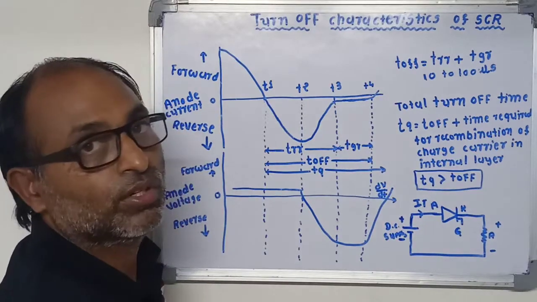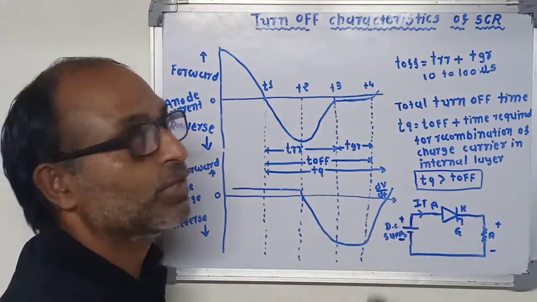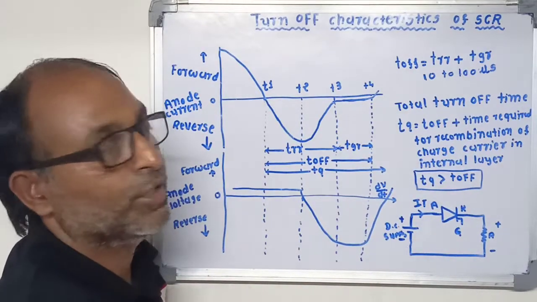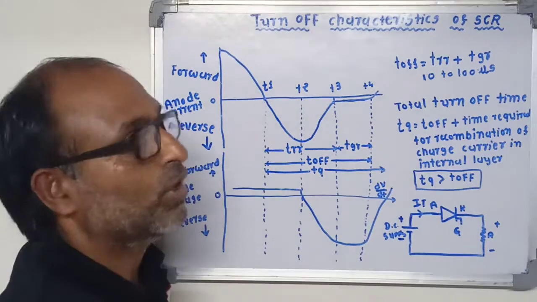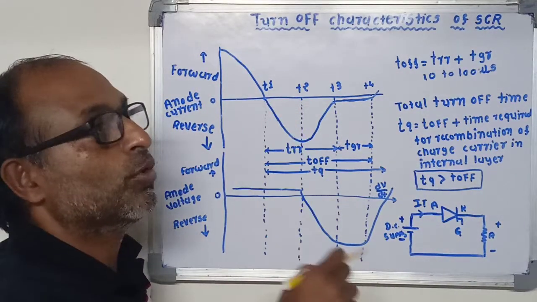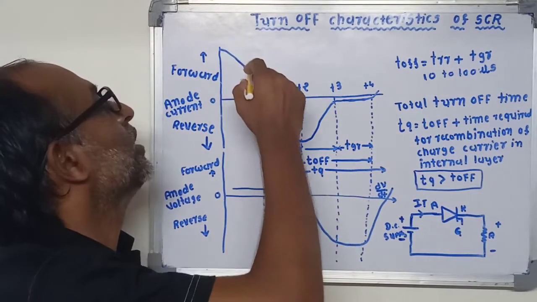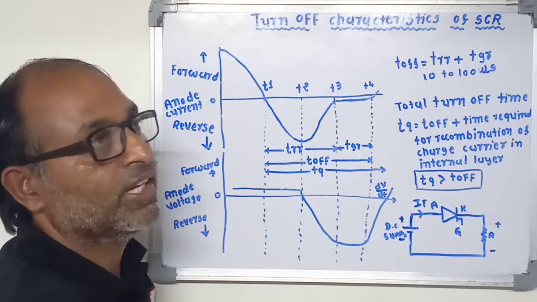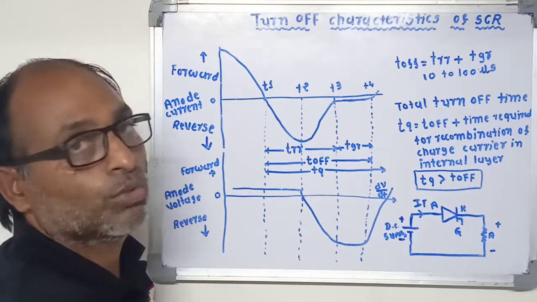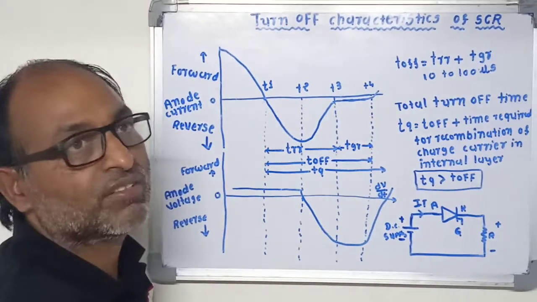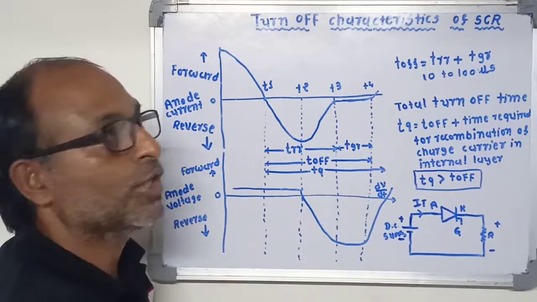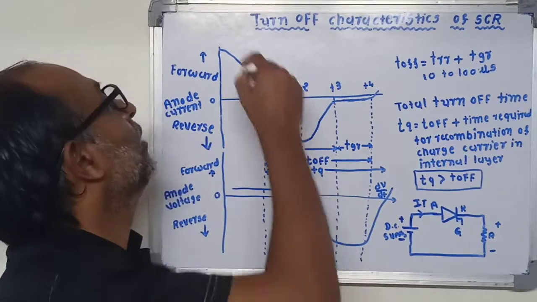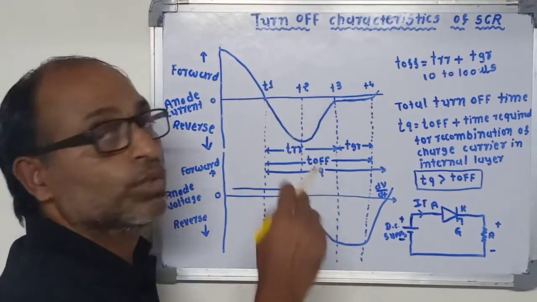So to turn off the thyristor, the value of the anode current must be reduced below its holding current by using any method. If forward voltage is applied at the moment the anode current becomes zero, the SCR will not be able to block the forward voltage. So to avoid such a condition, it is necessary to apply reverse voltage across the thyristor after the anode current has reached zero.